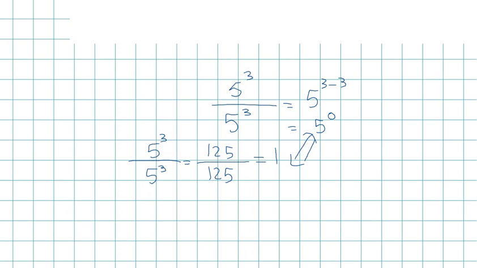5 to the power of 0 is 1 because if I go back here, right? 5 to the power of 3 is 125, right? Okay. So 125 divided by 125 is, what's 125 divided by itself? 1. Anything divided by itself is 1.